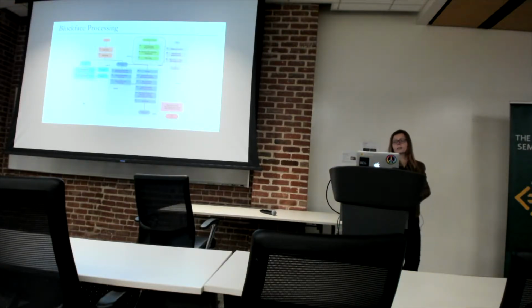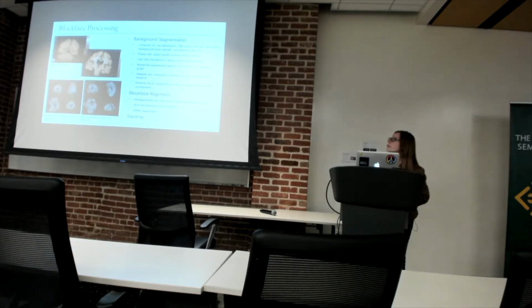So the first thing that we needed to do in this project was pre-processing the block face images. Remember, the block face images are those pictures that we take of the block during the cutting. And that's how they look. And I need to segment and get rid of the background on all of the 800-something images. So for that, we use classical image segmentation techniques.